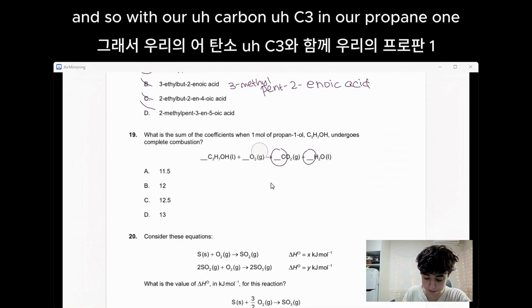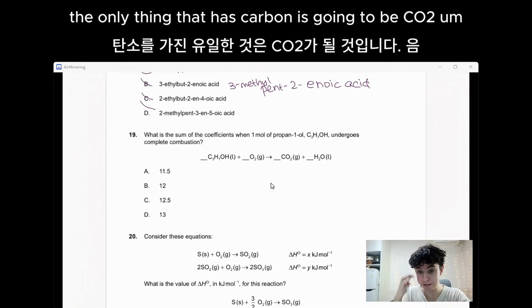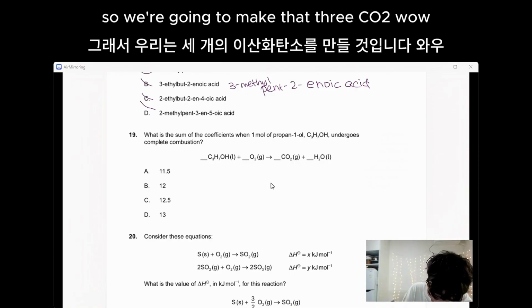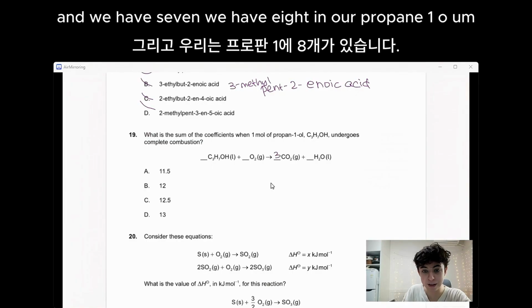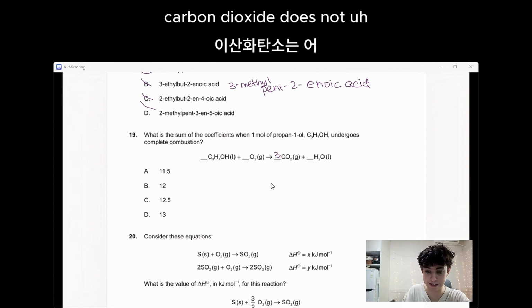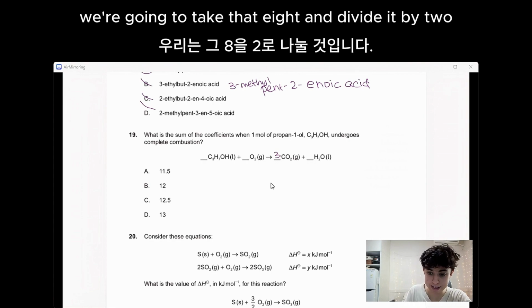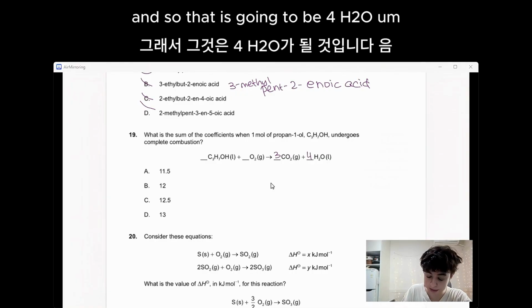And so with our carbon, C3 in our propan-1-ol, in our products, the only thing that has carbon is going to be CO2. So we're going to make that 3 CO2. And then we do have our hydrogen. And we have 8 in our propan-1-ol. And so we do have H2O. That's the only thing that has hydrogen in it. Carbon dioxide does not. And so we're going to take that 8 and divide it by 2 just to get our coefficient there. And so that's going to be 4 H2O.